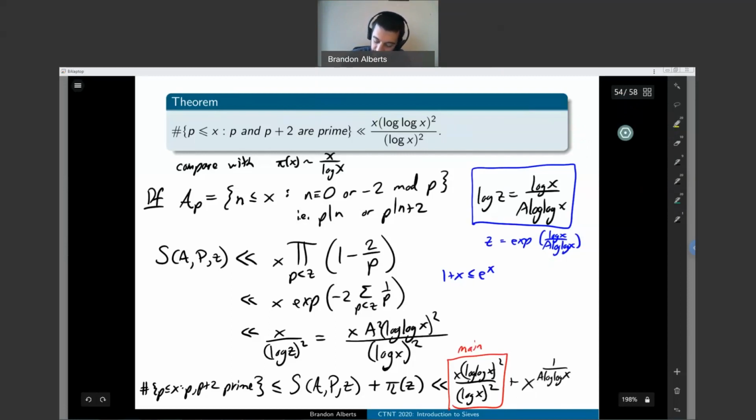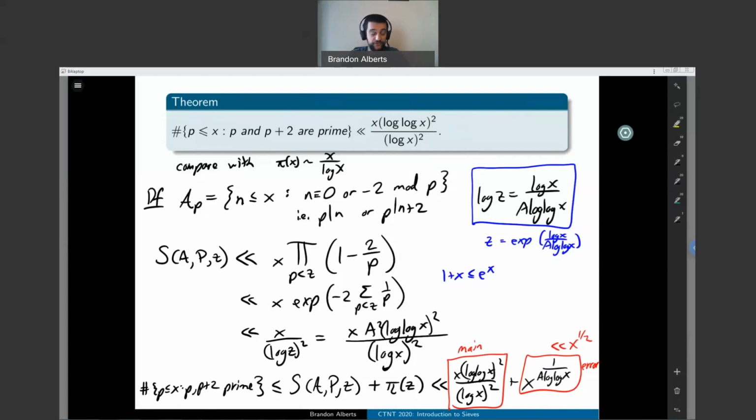So this is the main term. And this is the error. So it's definitely smaller than the main term. So we've proved this theorem of Brun. Okay. Now this is pretty cool.